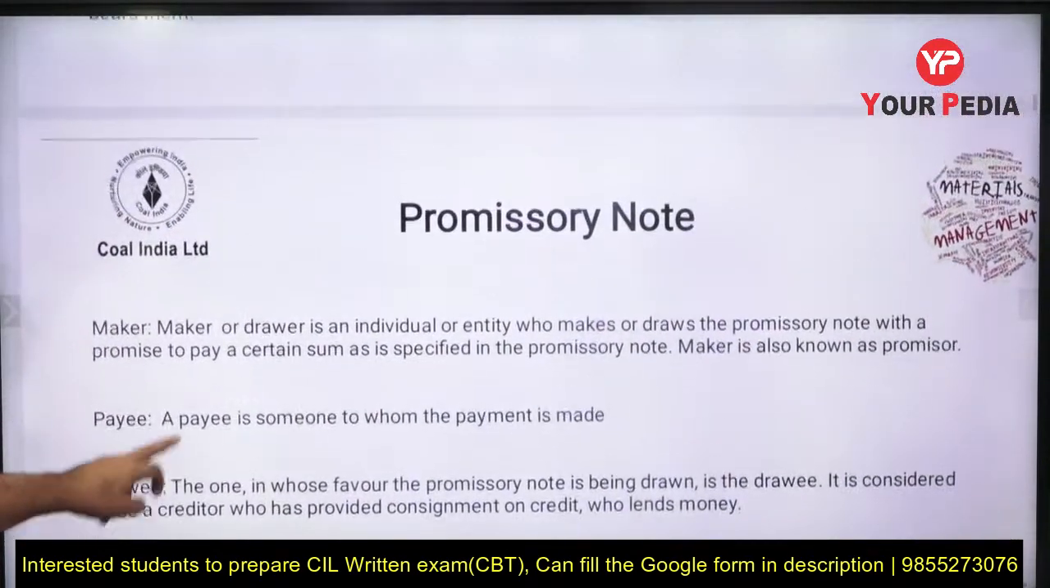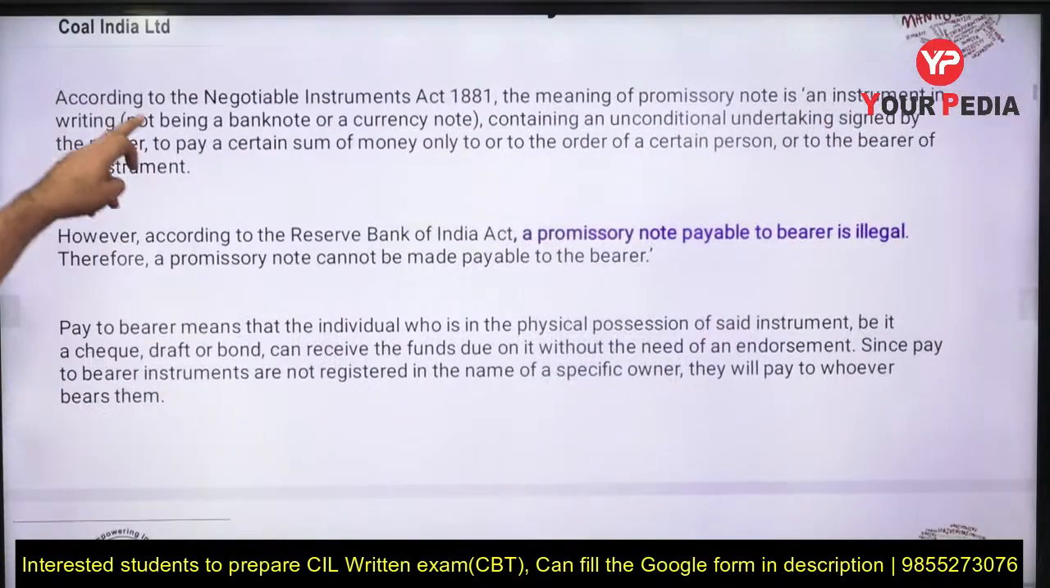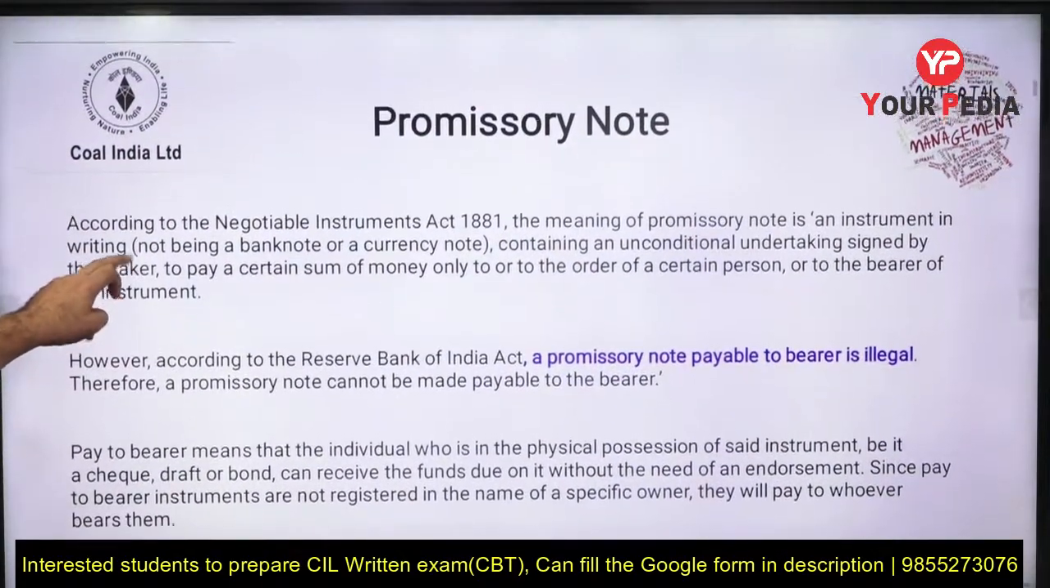So I hope you understood these terms, and now let's have a look on this.